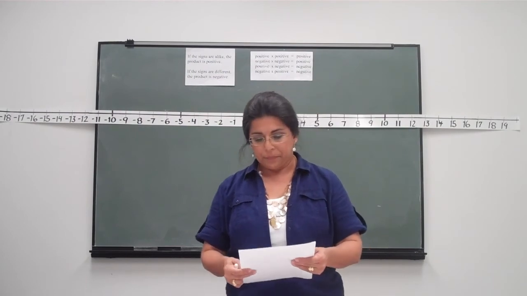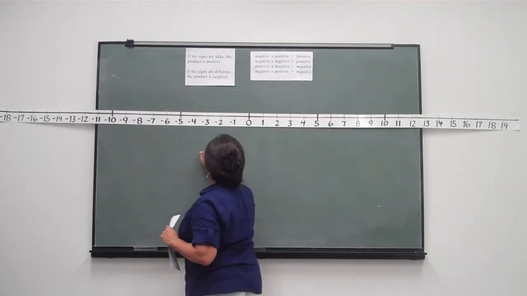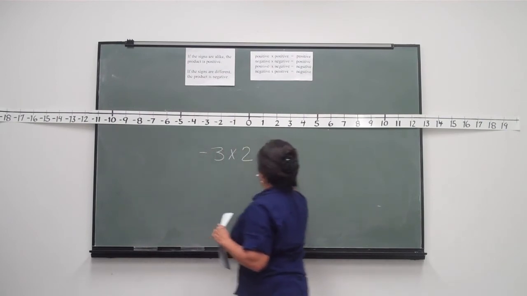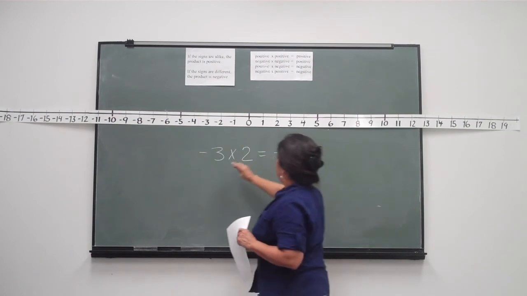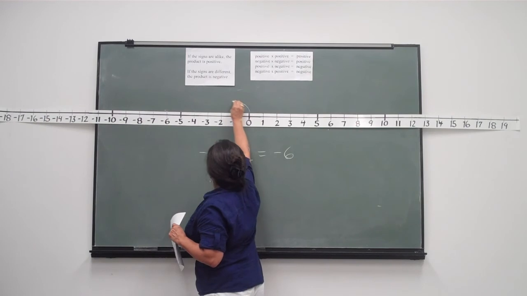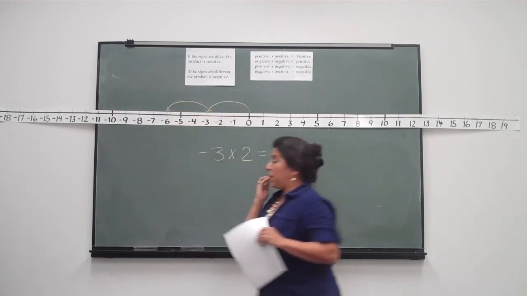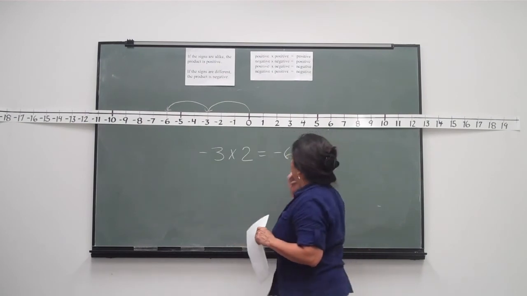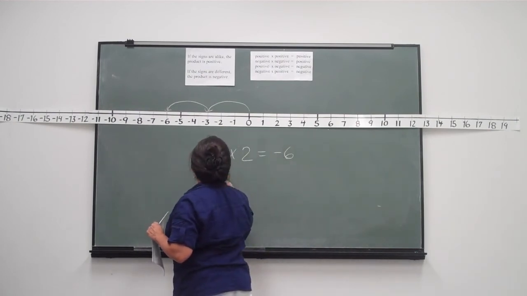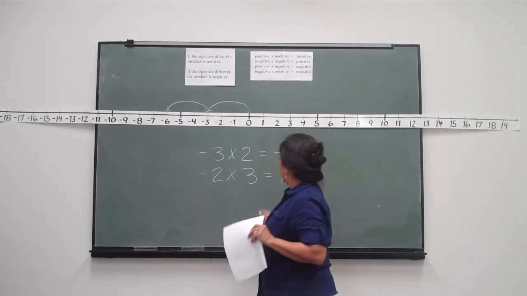Okay, let us begin. I would like to show you what 3 times -2 looks like using the number line. It's going to equal -6. So if we take -3 times 2, 1, 2, we arrive at -6. Now, can we flip this like we were talking about earlier? Yes. We can say -2 times 3 is -6, but it looks a little different.